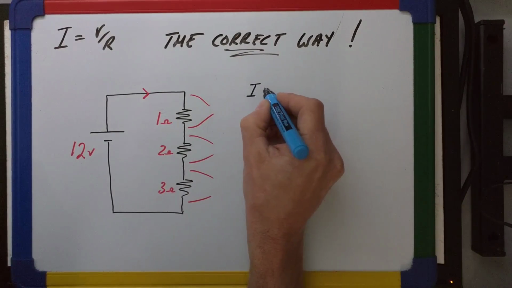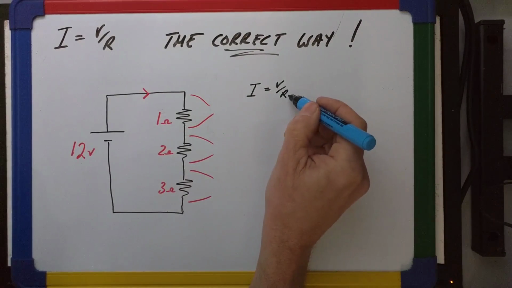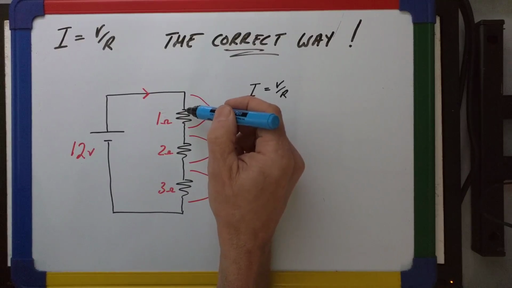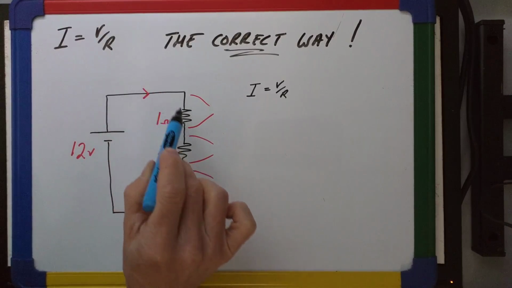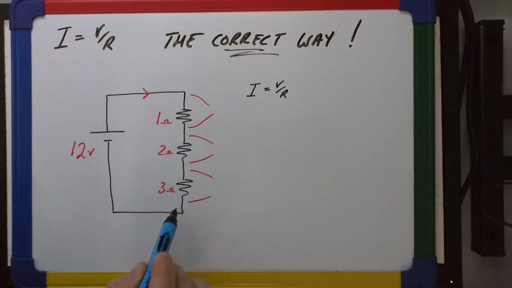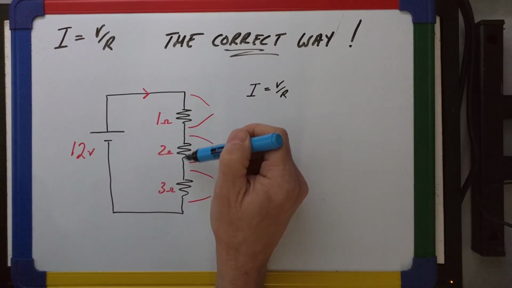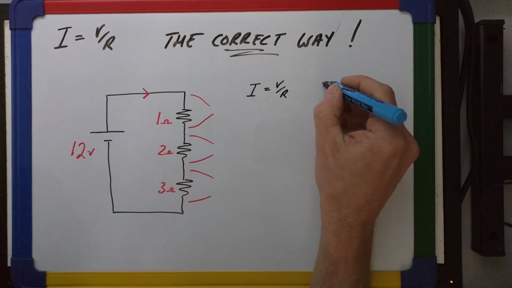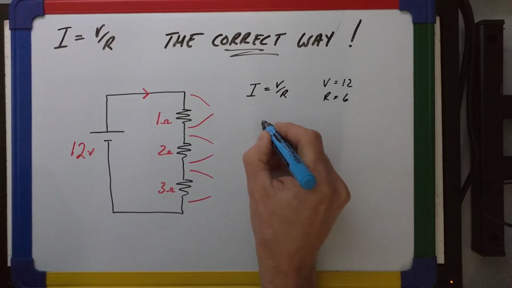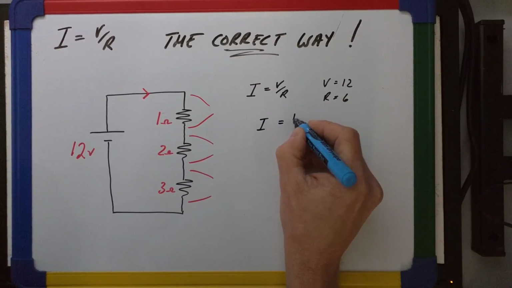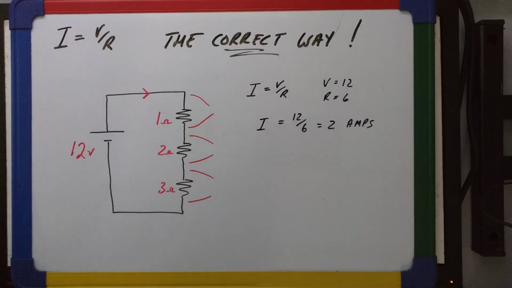The total current flowing is going to be, as always, V over R. But the R figure here is going to be the total of these 3 resistors. If we want to know the current flowing through the whole loop here, it's being restricted by all 3 resistors. So 1 plus 2 plus 3 is 6 ohms. So the voltage is 12, the resistance is 6. So the current flowing is going to be 12 over 6, which is 2 amps.